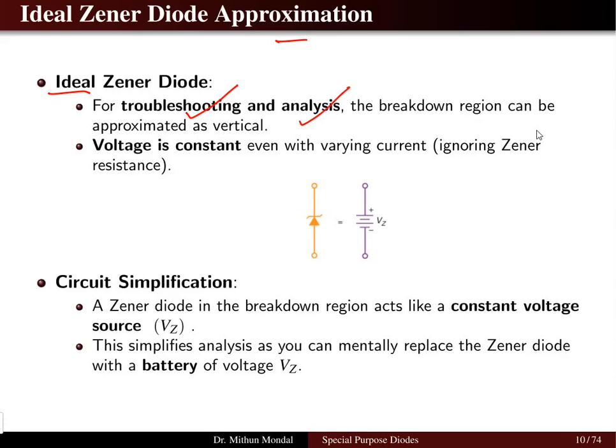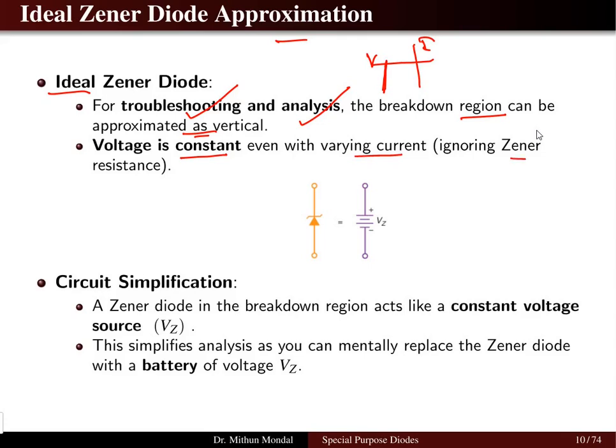If you want to find the approximation in terms of the ideal Zener diode for troubleshooting or some preliminary analysis, then the breakdown region can be approximated as vertical. So when we draw the curve between the current and voltage characteristic, the curve should be vertical and there should not be any knee voltage. Voltage is constant even with the varying current.